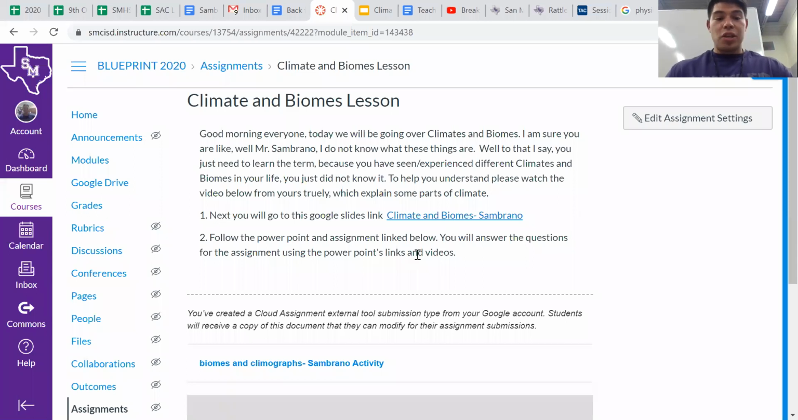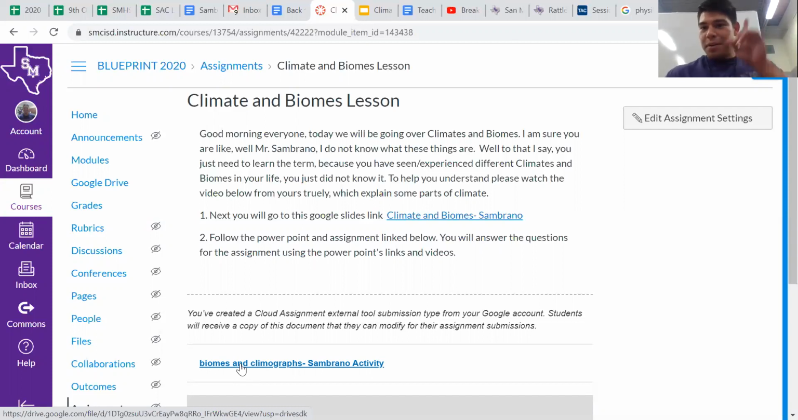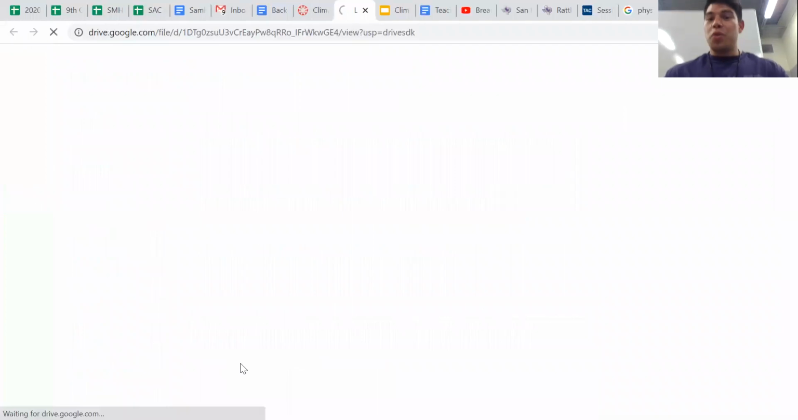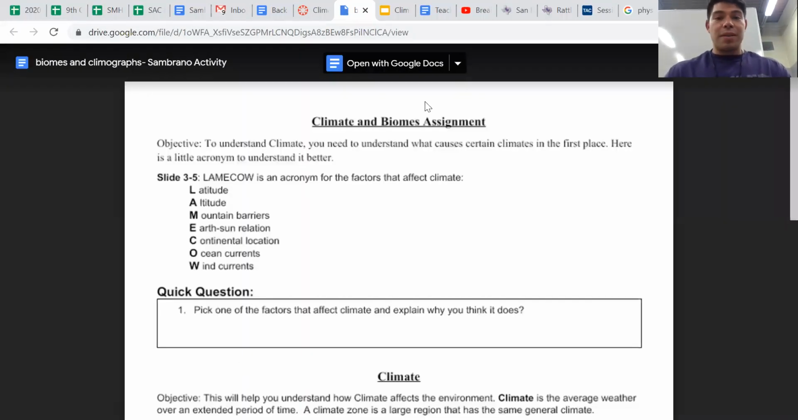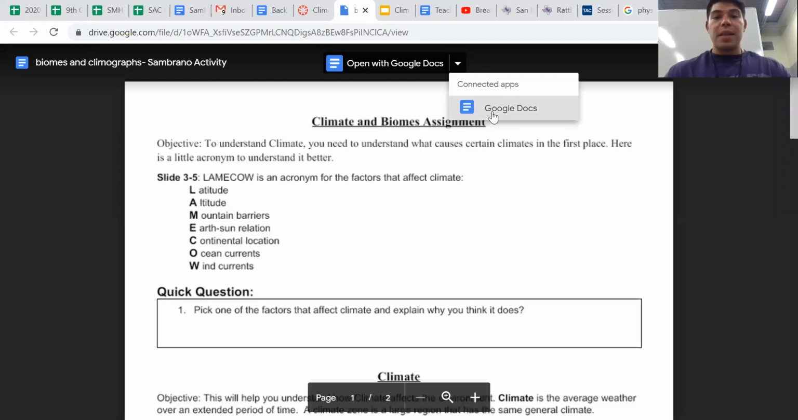I'm going to go back now to my previous screen. And you're going to see that you also have this biomes and climate activity. This is going to be the information or the worksheet that you're going to turn in at the end of class. Now, you don't even need to make a copy of this because it's already set up on the cloud, Google Cloud. So you'll click on it and you'll all get your own copy. You can write on this, so you can open it up in Google Docs and it'll pop up for you.